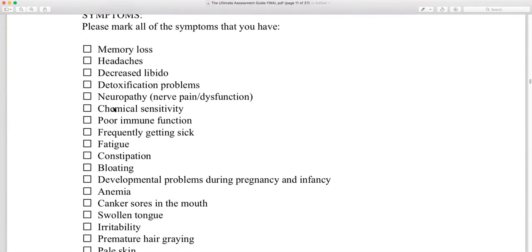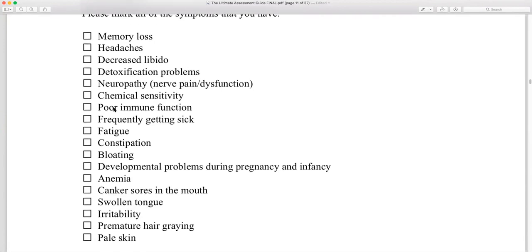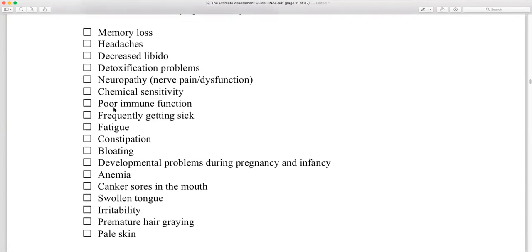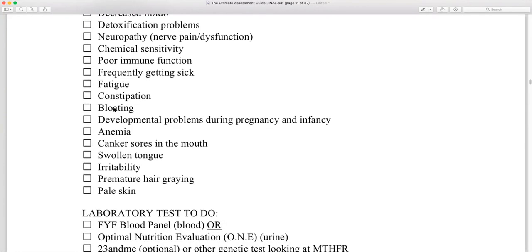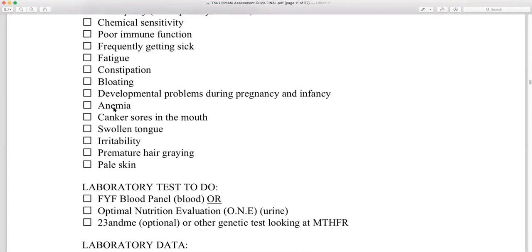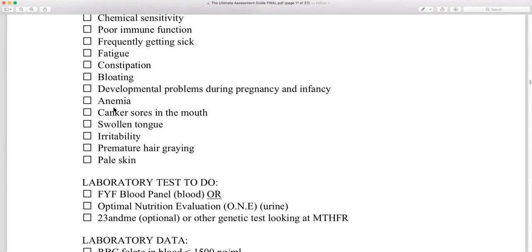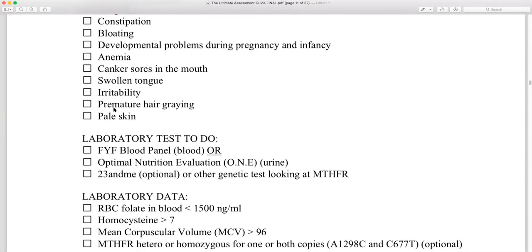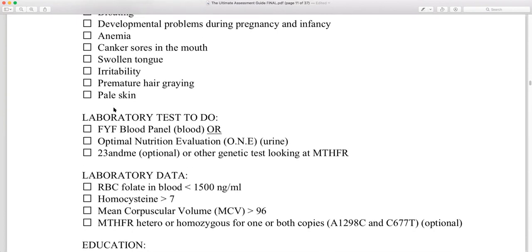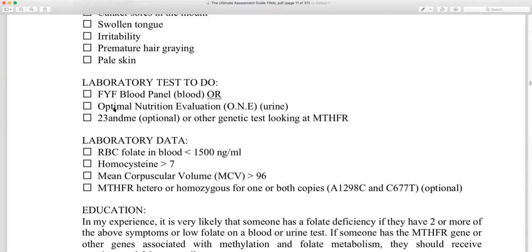So here's folate, vitamin B9 deficiency. These are all symptoms that you're going to see are pretty general, which is why it's so important to get the lab tests. So memory loss, headaches, decreased libido, detoxification problems, that's the MTHFR, which also relies on folate in addition to B12. Neuropathy, so nerve pain and dysfunction. Chemical sensitivity, poor immune function, frequently getting sick, fatigue, constipation, bloating, developmental problems during pregnancy and infancy, anemia, canker sores in the mouth, swollen tongue, irritability, premature hair graying, and pale skin. So it's quite a list that also have multiple causes.